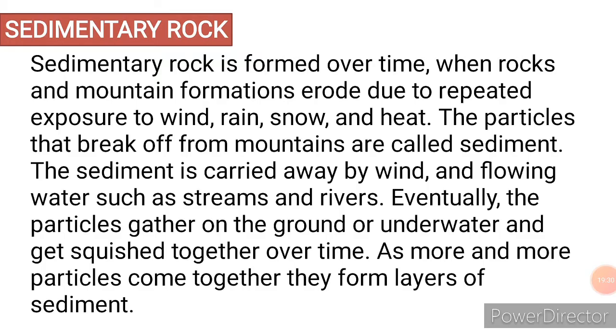Let's now look at how sedimentary rocks are formed. We'll talk of sedimentary rock, we'll talk of sediment. Say sediment. Sediments are actually small pieces of material. So sedimentary rock is formed over time when rocks and mountain formations erode. What do I mean by erode? They are carried away by exposure to wind, rain, snow, and heat. So when mountains and rocks break into smaller particles, and then they are carried away and deposited in different areas, such kind of material is called sediment.